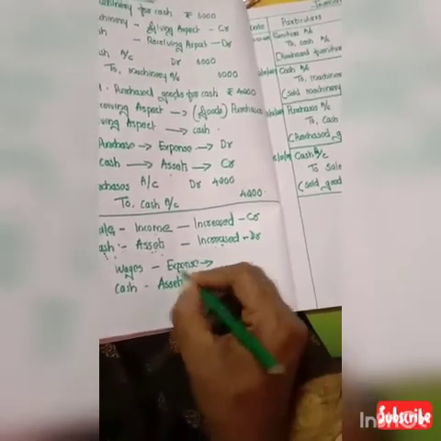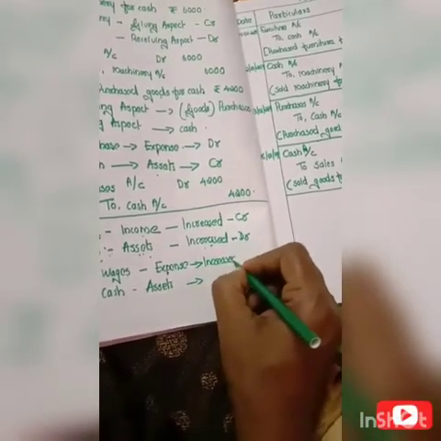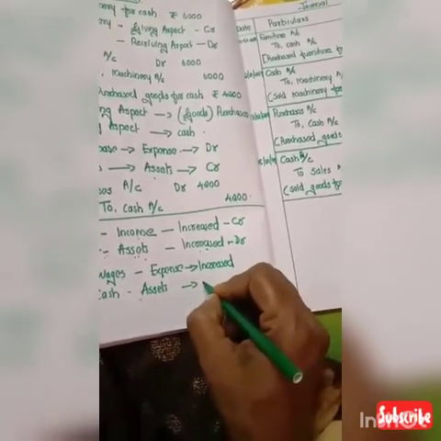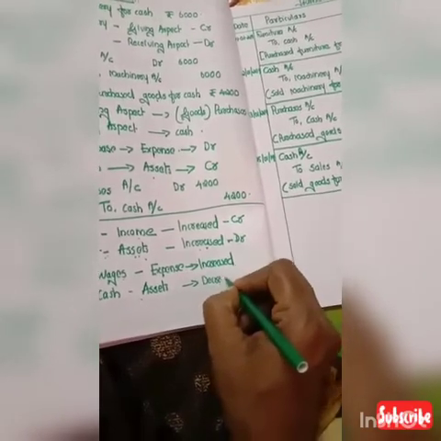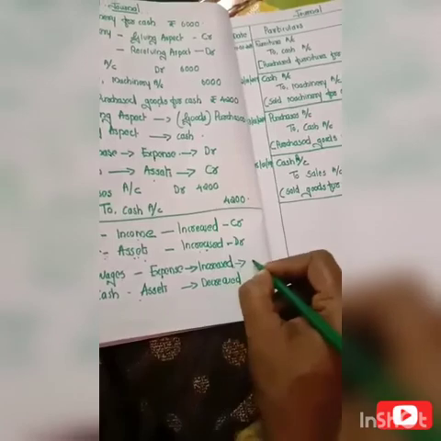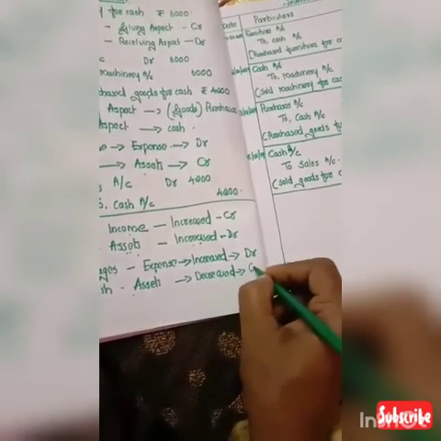Here the expense has been increased. The position of expense is increased and the cash position has been decreased. For increasing expense, we are giving debit, and for decreasing asset, we are giving credit.